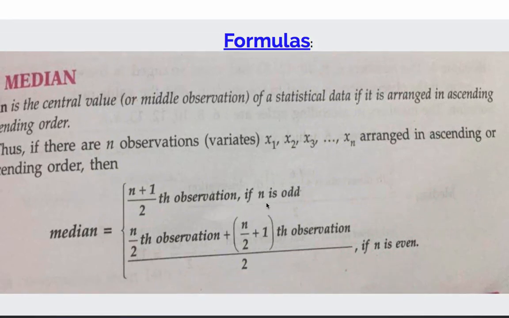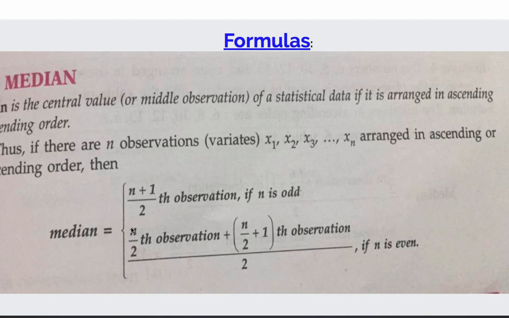Odd is clear: n plus 1 upon 2. What is n? Number of variates, the number of observations, like 15 observations, 17 observations. Then if the number of observations is even, then there can be two middle observations, the sum of those two upon 2. And how do I get to know that? Students, see, the first step will be to arrange the data in ascending or descending order. If that part is done, now come back to the formula after seeing whether n is even or n is odd.